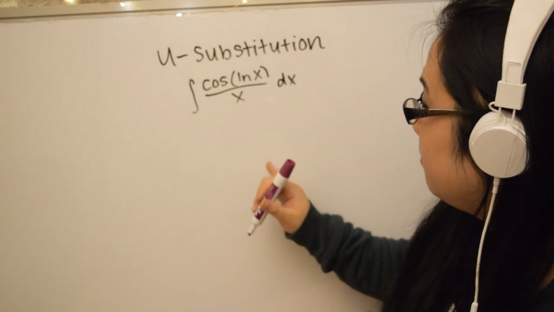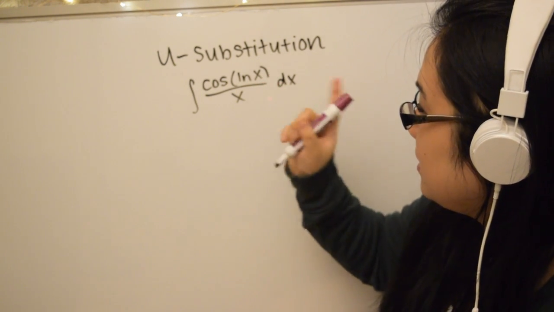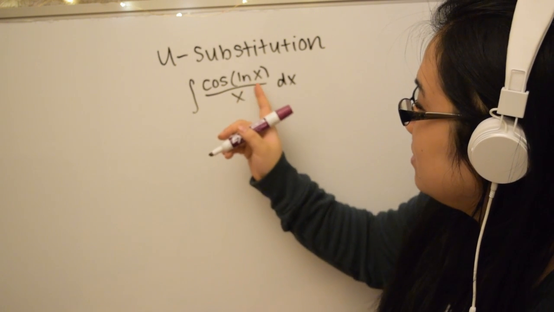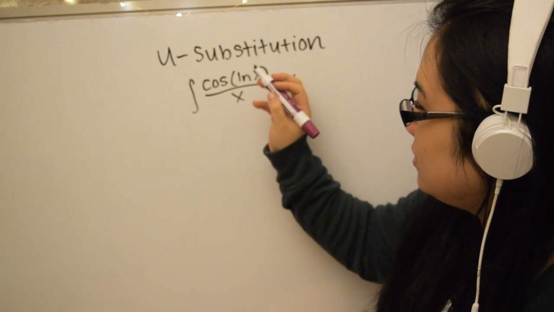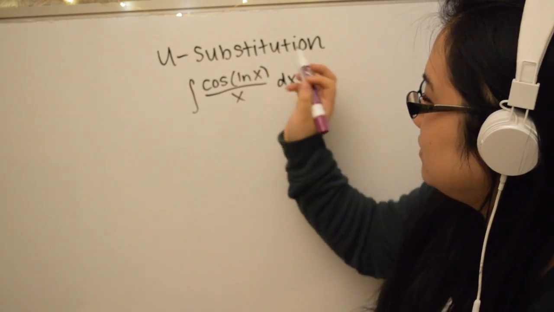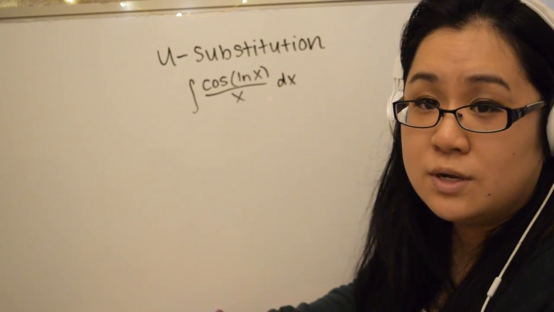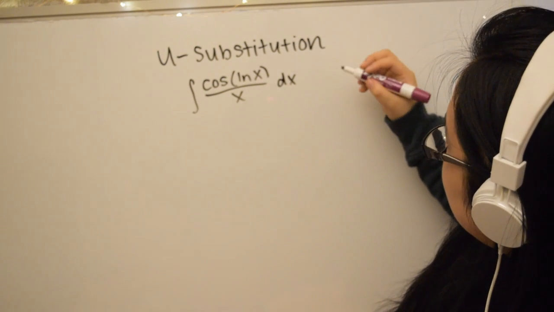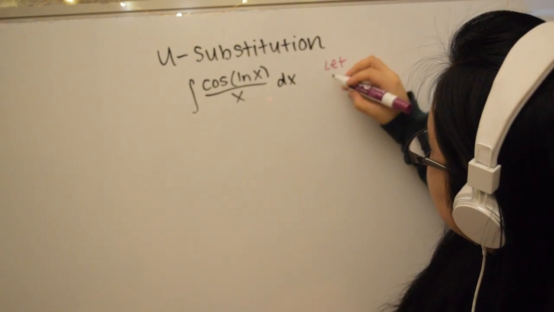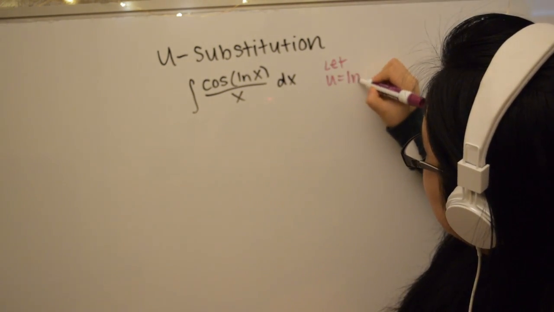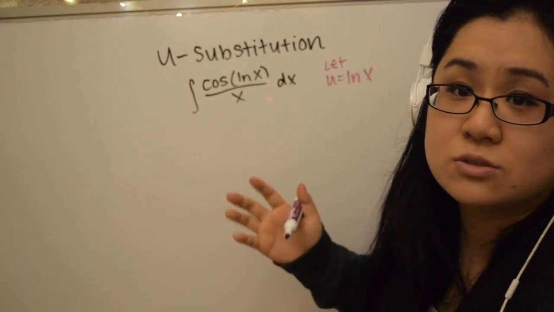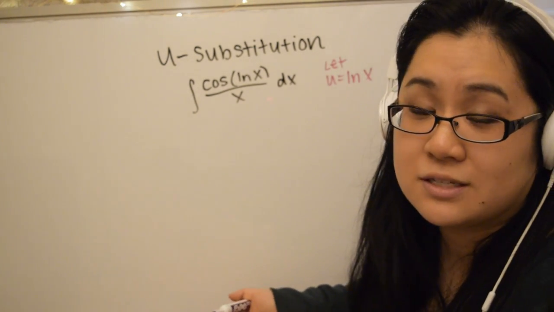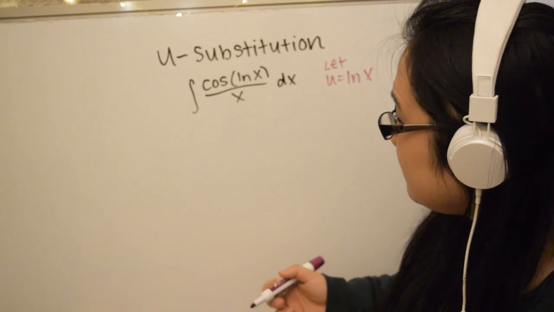That has nothing to do with anything else in the problem, so that might not be a good use of u. But if I pick u equals something in here, I want to have a piece of this be du and a piece of it be u. So if we let, for example, u equal ln x, and this is just the way that I think of it, and I think it makes things a little bit easier.